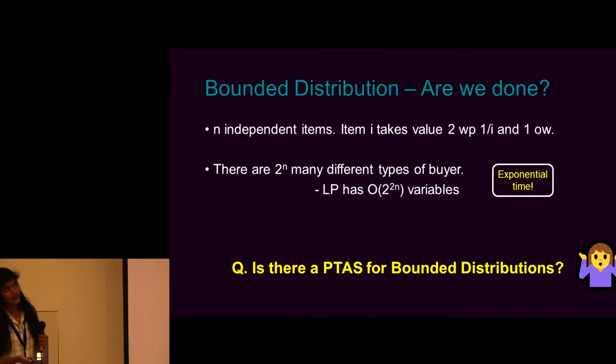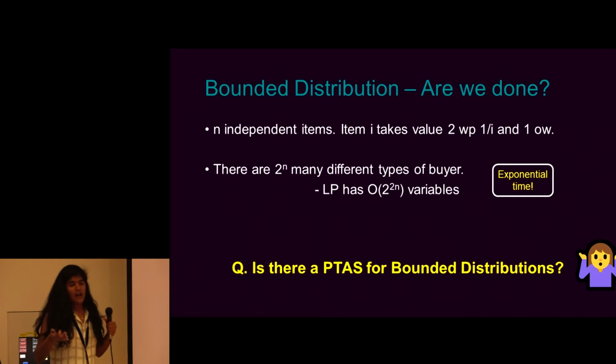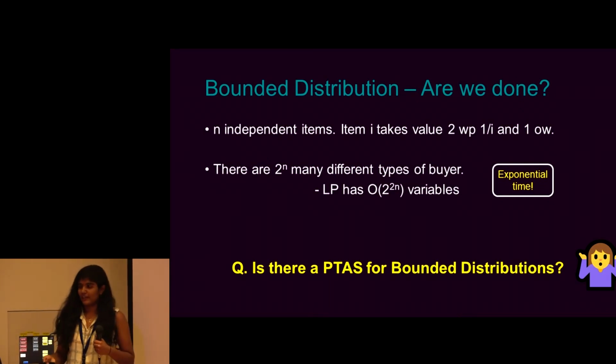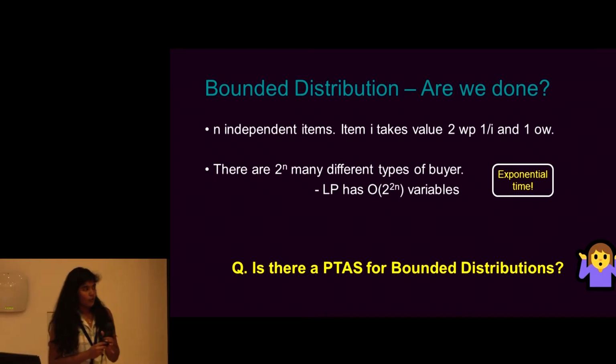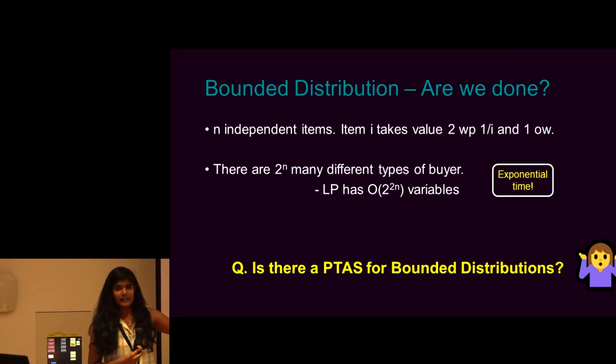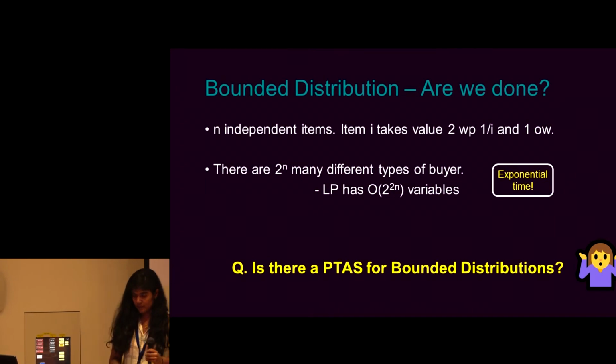So can we do better than this? Can we have a PTAS for bounded distributions or something like that? We don't know. Even now, we don't really know what the answer is, whether there is a PTAS or there is no PTAS for bounded distributions.